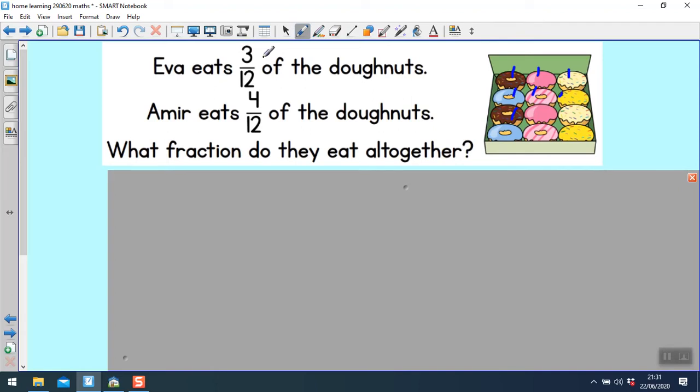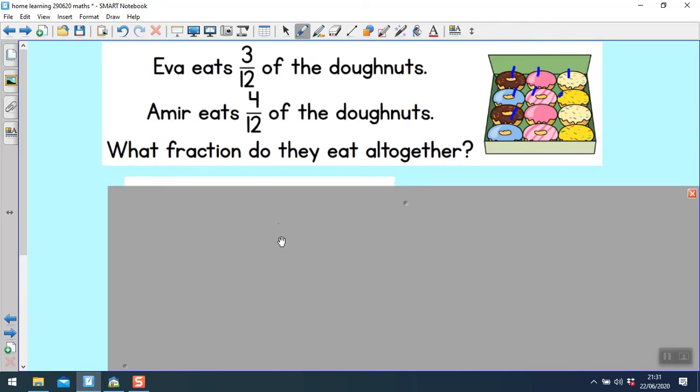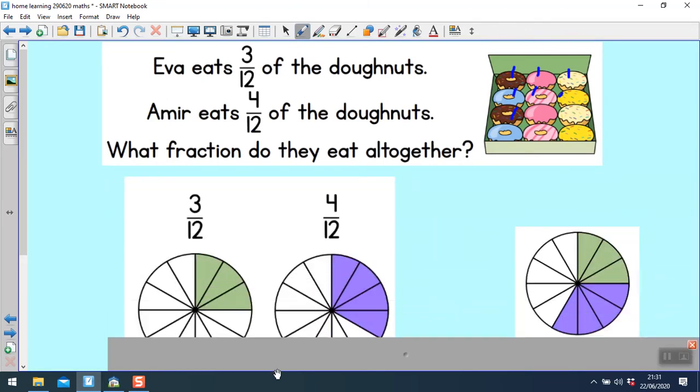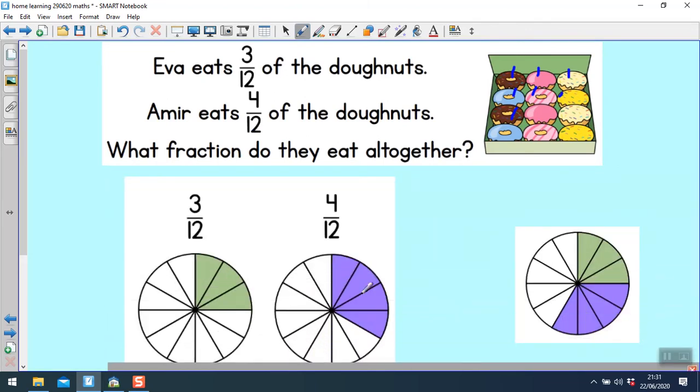So do we add the numerators and then add the denominators? No, if the denominator is the same, you keep the unit the same. So 3 add 4 is 7, the 7 donuts that have been eaten, but it's still working in 12, so it's still 12 as the unit. 3/12 plus 4/12, push them together, still 12ths, it equals 7/12.